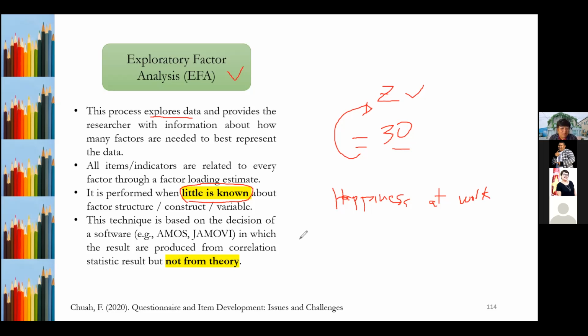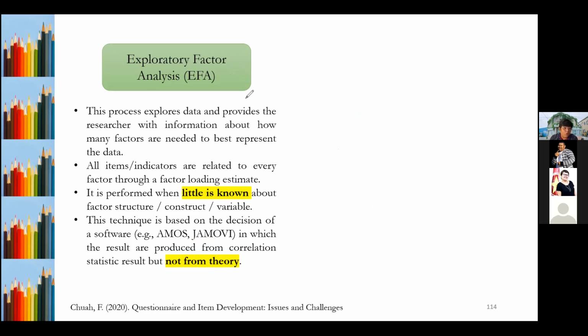So in this case, if you want to create a better measure of happiness at work, then you can use exploratory factor analysis. This technique is based on the decision of a software. For example, you can use AMOS, which is under IBM SPSS, or Jamovi, which is a freeware, in which the results are produced from the correlation statistic, but not from theory. Exploratory factor analysis is basically the initial stage of factor analysis, particularly if you will be creating a new instrument or a new measurement for a particular construct.